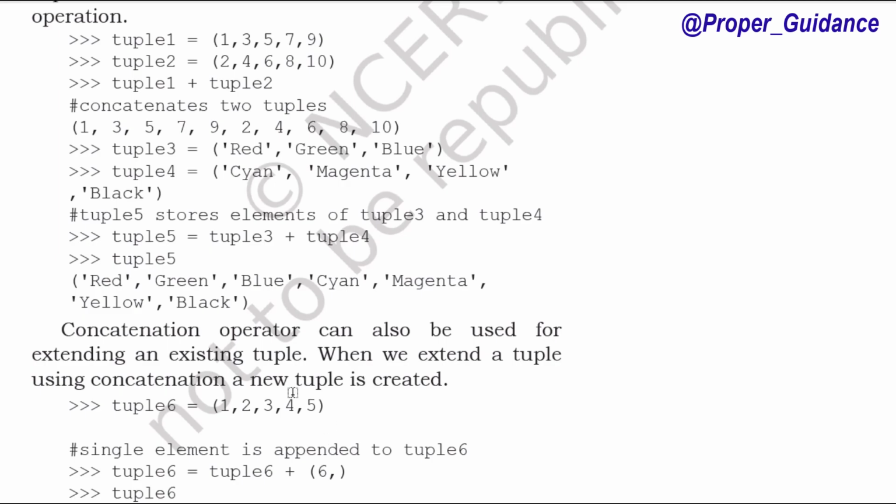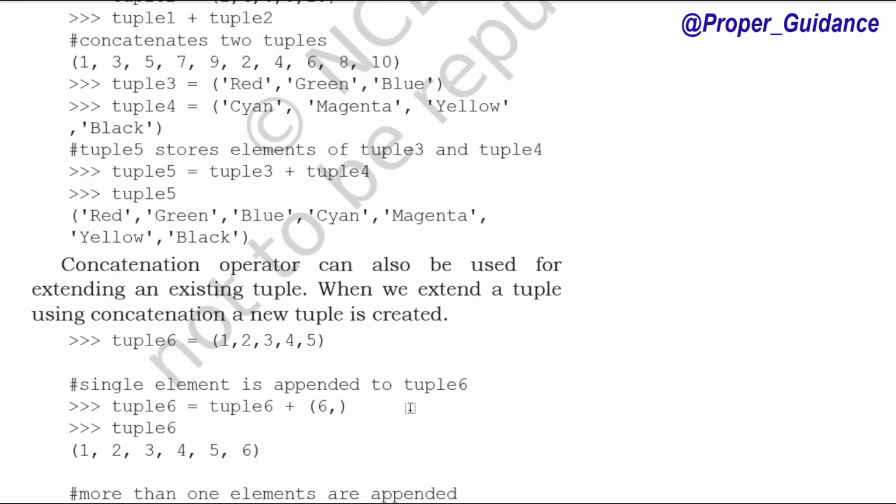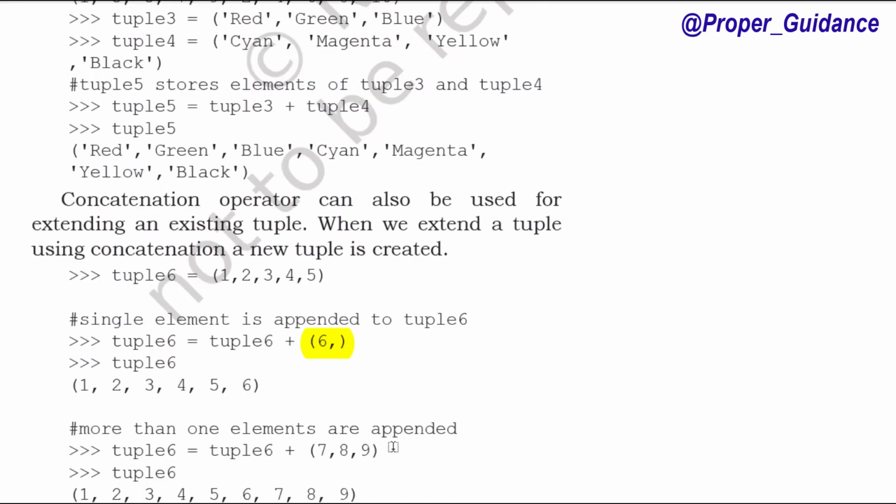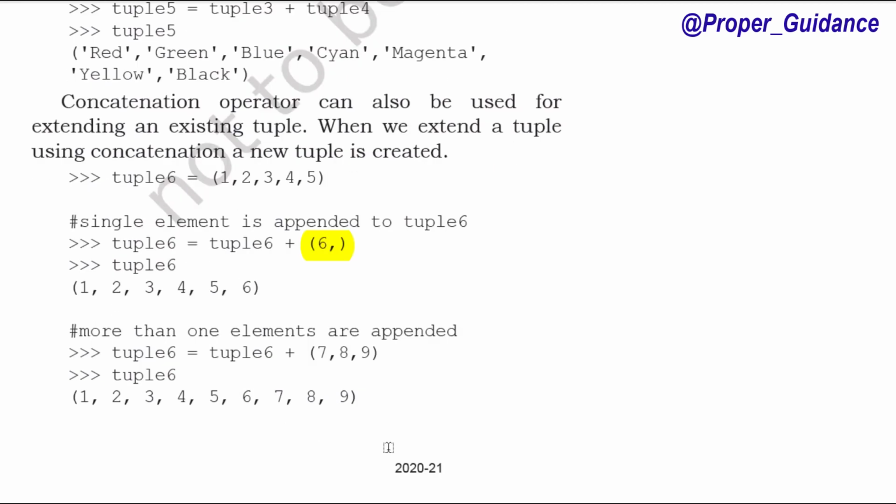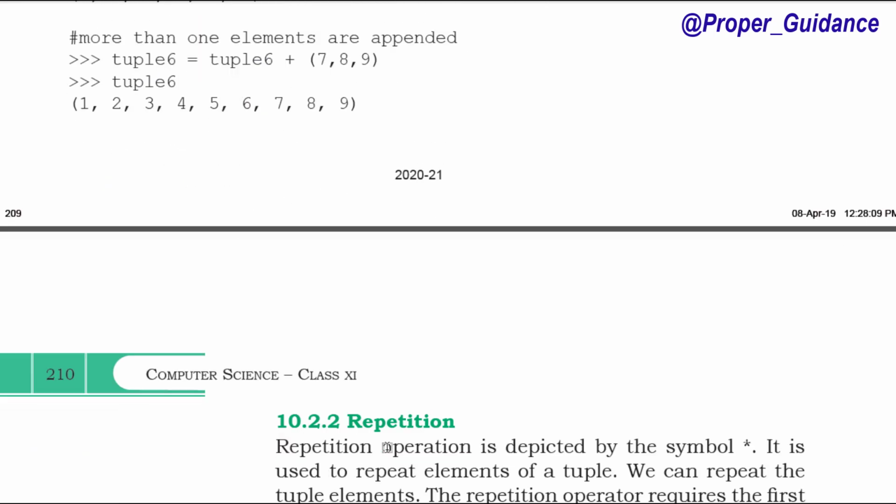The concatenation operator can also be used for extending an existing tuple. When we extend a tuple using concatenation, a new tuple is created. Tuple 6 is equal to 1, 2, 3, 4, 5, and a single element is appended to tuple 6: tuple 6 equals tuple 6 plus 6. This is represented as a tuple. When we concatenate these two, we get tuple 6 as 1, 2, 3, 4, 5 up to 6 elements. More than one element is appended in the same way. So please carry on with all these things.